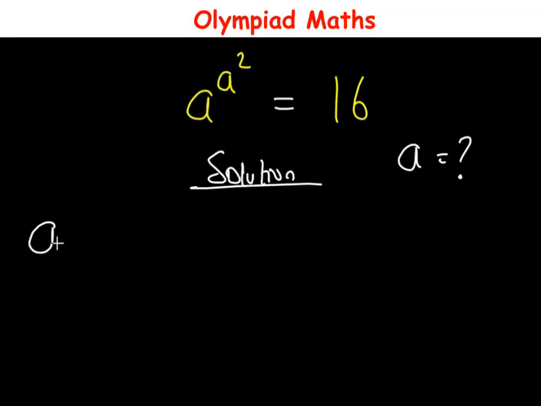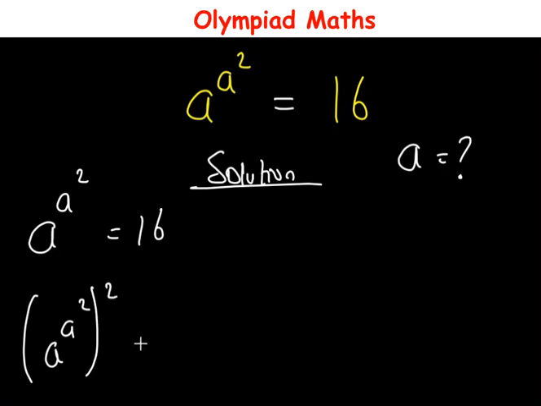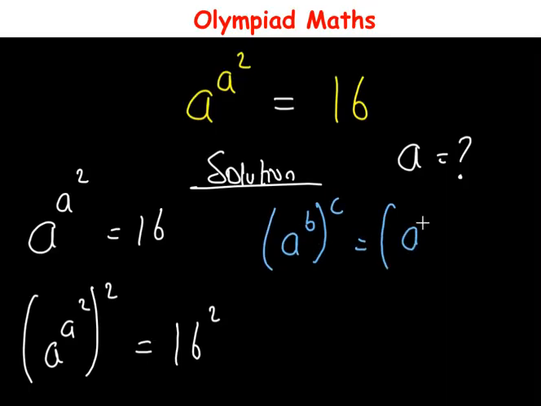So we have a raised to power a raised to power 2 is equal to 16. Now, the first thing we're going to do is square both sides of the equation. This becomes, in brackets, a raised to power a raised to power 2, all squared, is equal to 16 squared. Now, with this, we can apply this rule of indices: if you have, in brackets, a raised to power b, all raised to power c, this equals, in brackets, a raised to power c, all raised to power b.